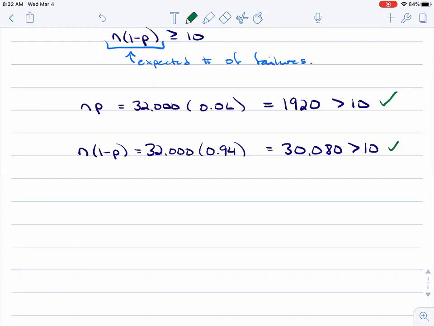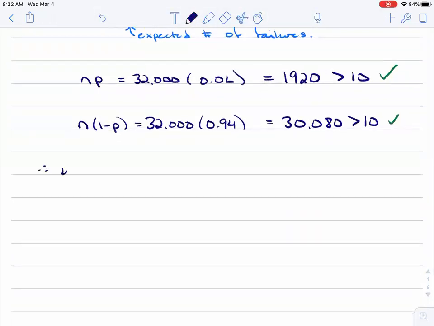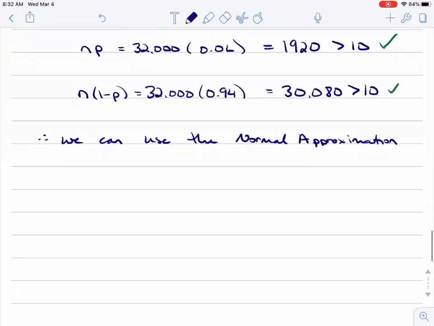So both of these are larger than 10. So therefore, we can use the normal approximation. We can use the normal approximation to the binomial, just to clarify, to the binomial.